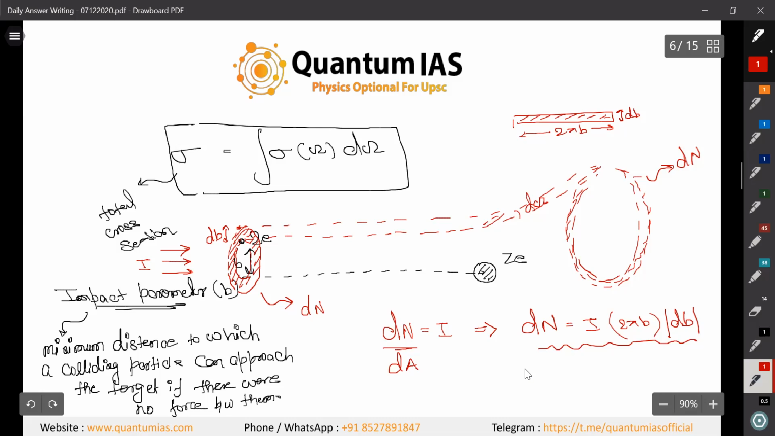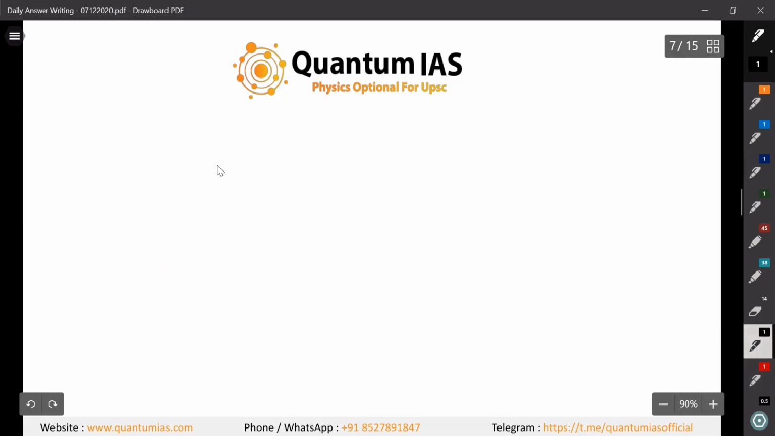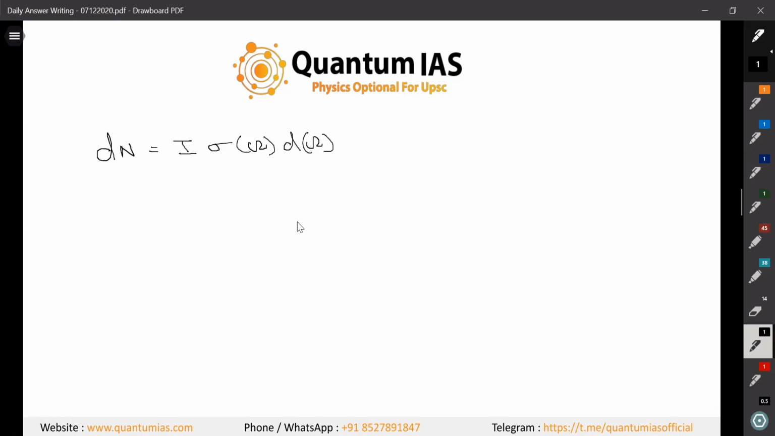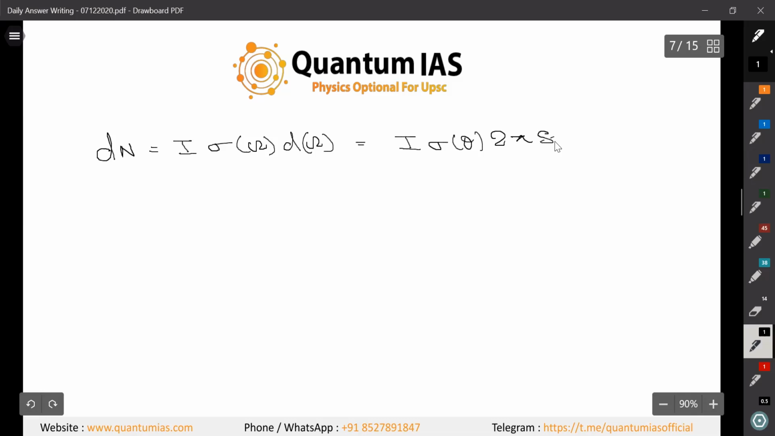Now, according to the definition of differential cross section, what can we write for dn there? dn can be written as I into sigma omega into d omega, that is what we have studied here. And we know this mathematical thing, this can be written as I into sigma theta 2 pi sine theta into d theta. And what is theta here?